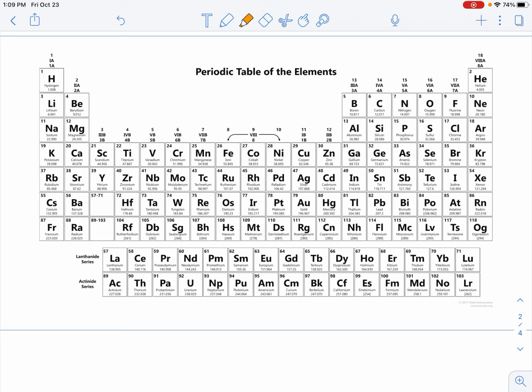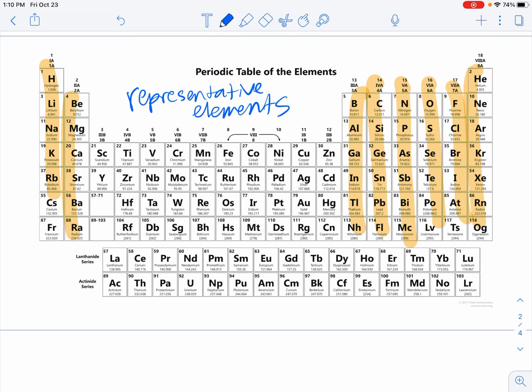The ones that are tall columns, these guys here, are tall groups. These are called the main group elements, or the representative elements. Representative elements are called that because they represent all the kinds of things that you'd find on the periodic table. You've got metals, you've got nonmetals, you've got solids at room temperature, liquids and gases, high densities, low densities. So the tall columns are sometimes called representative elements or the main group elements.